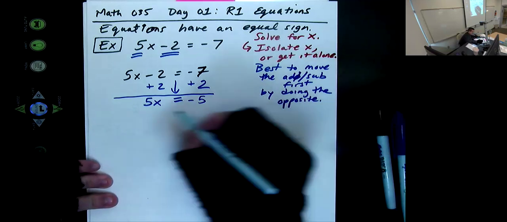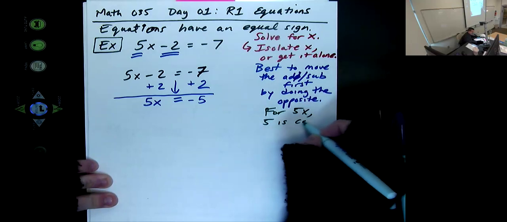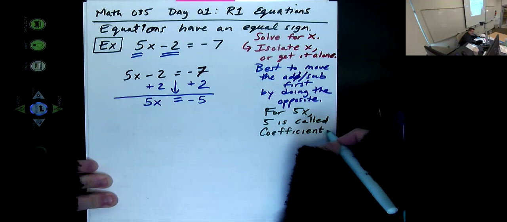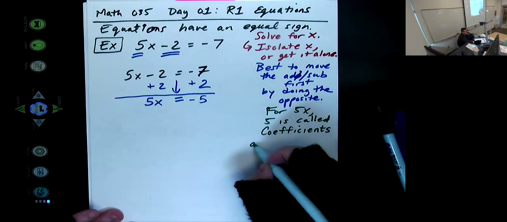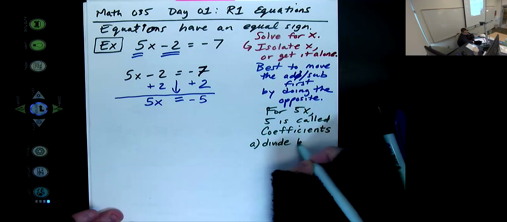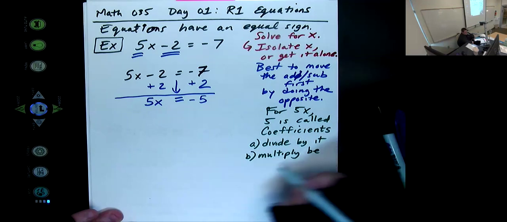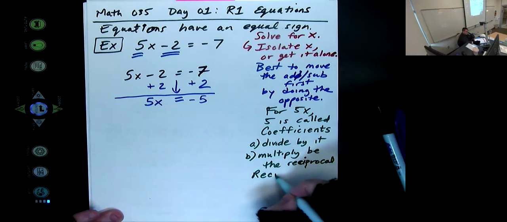Then we deal with the number in front of the x. For 5x, 5 is called the coefficient. C-O-E-F-F-I-C-I-E-N-T. That's efficient with CO in front of it. For this, we can either A, divide by it, or B, multiply by the reciprocal. And I'm going to do both here. Reciprocal.